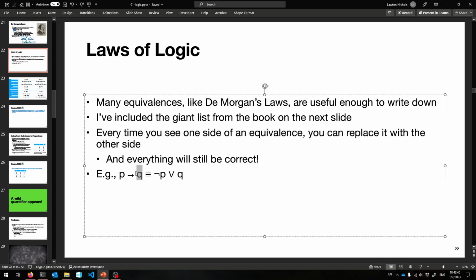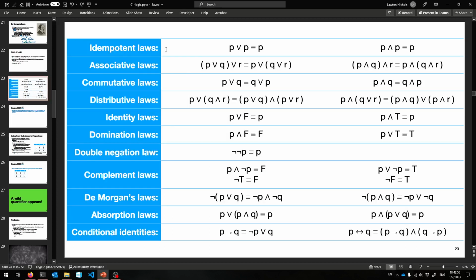For example, there's an equivalence that allows you to get rid of an implication. P implies Q is logically equivalent to not P ORed with Q. You can prove that with the truth table once and for all, and then you can start rewriting stuff. This is just an equality at that point. Okay, here are your laws.